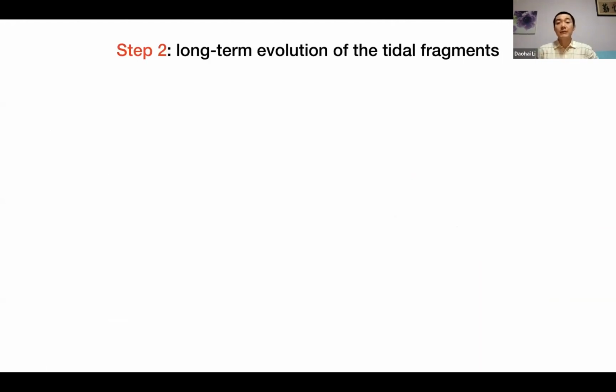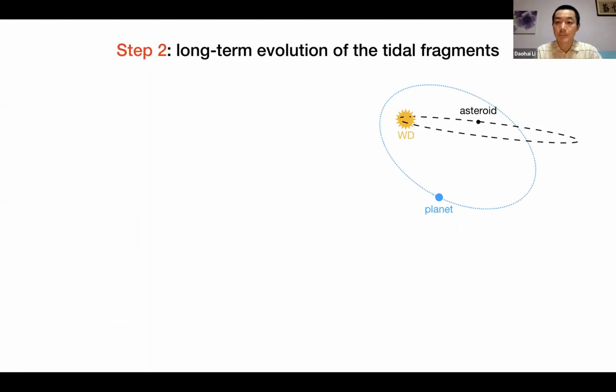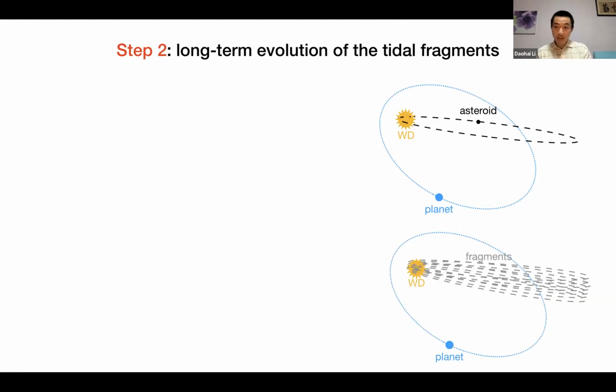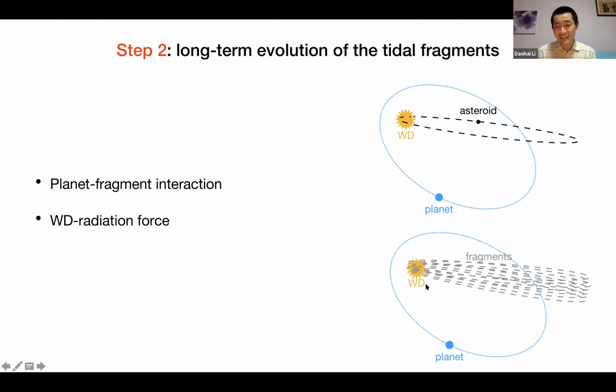So now we come to the long-term evolution of the tidal fragments. Though not explicitly modeled in our simulations, we assume that it is a planet that scatters the asteroid close to the white dwarf in the first place. Therefore, when the asteroid is shredded into fragments, the planet will continue to interact with the fragments. So we will consider the planet-fragment interaction, and also, the white dwarf is in some sense luminous, so we will consider the white dwarf radiation force, and we will consider the mutual fragment interactions.